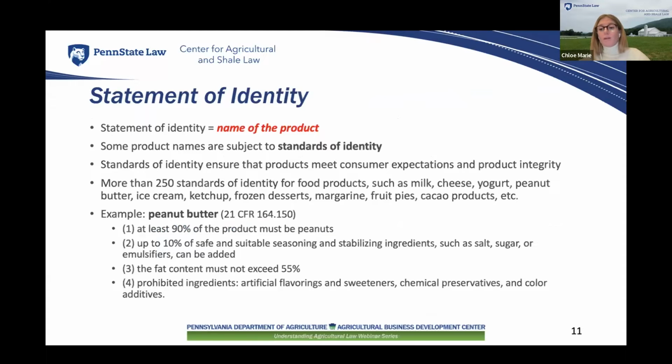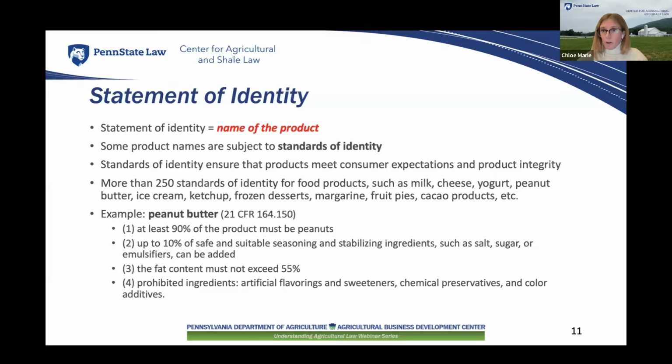Now, some products' names are legally defined and are subject to government-established standards of identity. So the FDA established these standards to ensure that products labeled with specific names meet consumer standards and expectations. Basically, standards of identity tell us the ingredients and manufacturing processes that must be used to make a food product eligible to be called by a particular name. They help make sure that the food you buy is what you think it is. And so products like milk, cheese, yogurt, peanut butter, ice cream, etc. are subject to standards of identity.